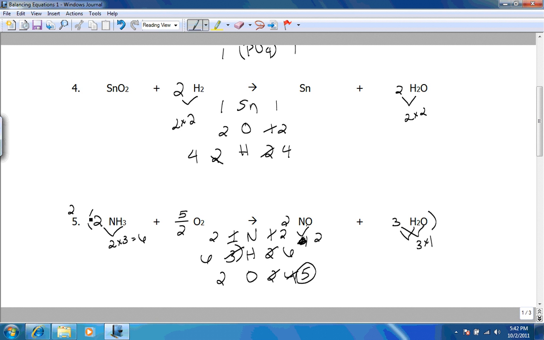So this 2 now becomes a 4. The 2's cancel, so that means you're left over with a 5. That 2 now becomes a 4. And this 3 now becomes a 6. So the answer is 4, 5, 4, 6.